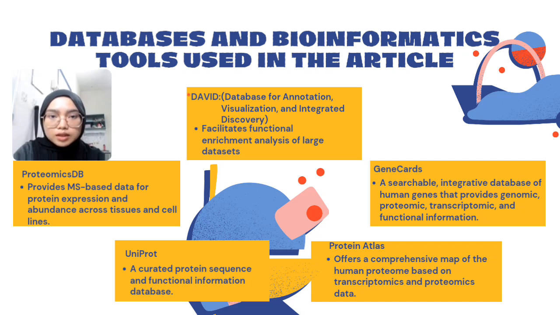UniProt is also used in this article. UniProt is a curated database that provides comprehensive protein sequence and functional annotation data, serving as a central resource for protein research. GeneCards is an integrative database of human genes, offering genomic, proteomic, transcriptomic, and functional information in an accessible format. The last one is the Human Protein Atlas. The Protein Atlas maps the human proteome using transcriptomics and proteomic data, providing insight into protein localization and expression patterns.